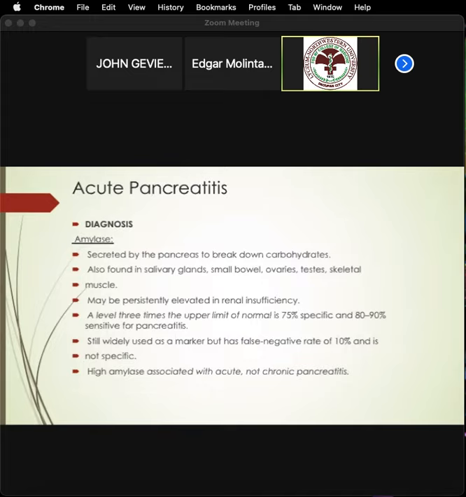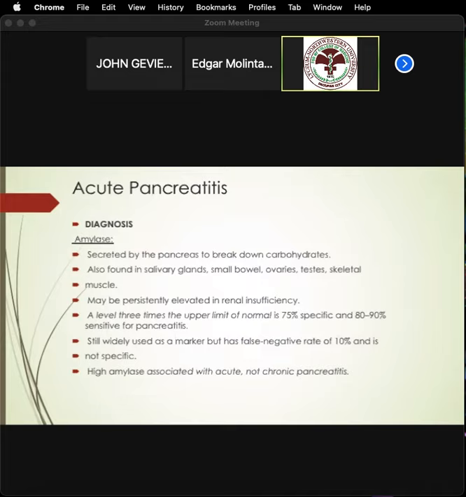Okay, how do you diagnose? You can request for amylase, which is secreted by the pancreas. But it is also found in the salivary glands, small bowel, and other organs. The level of amylase that you can say is significant should be 3 times the upper limit of normal. If it's 3 times the upper limit of normal, it is 75% specific and 80 to 90% sensitive for pancreatitis.